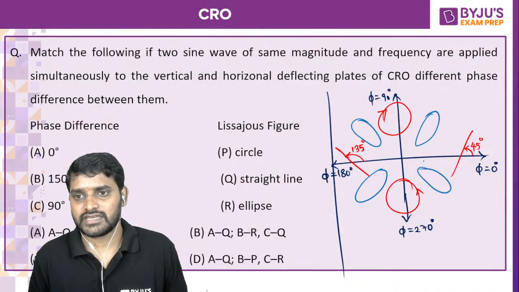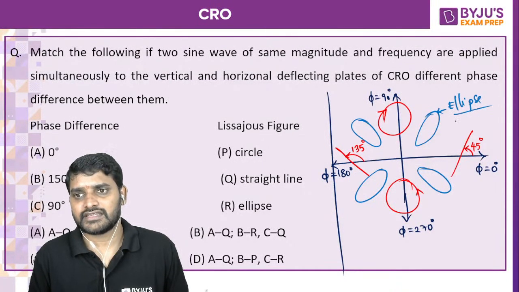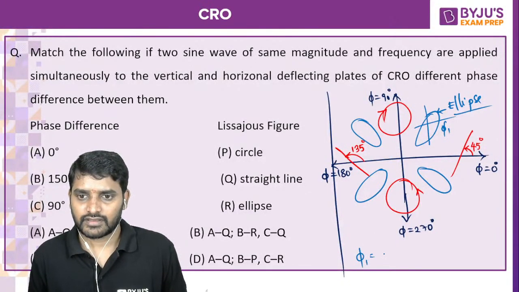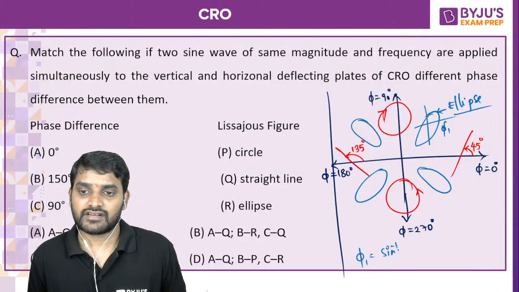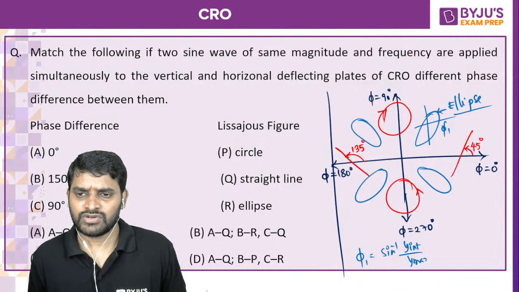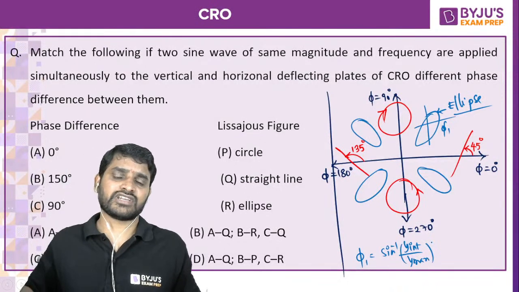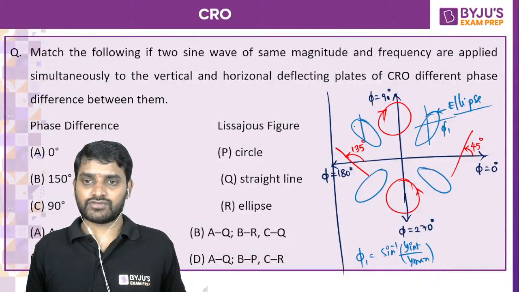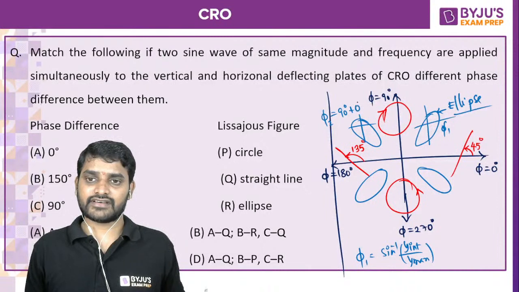It is going to be an ellipse. And everywhere you can write the phi. Here it is going to be phi, let me write it as phi 1. Phi 1 is going to be sine inverse of y intersection point divided by y maximum. No issues, you can write x intersection point divided by x maximum also. Then phi 2 you will get as 90 plus phi 1.